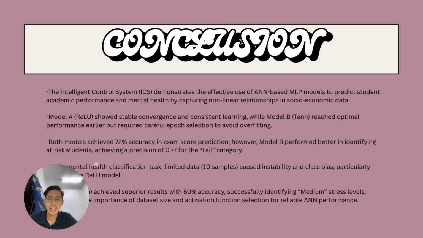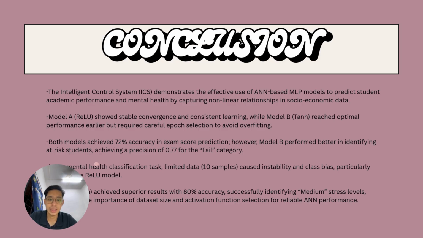Starting with Model A, which uses the ReLU activation function, the model shows stable learning behavior. The training and validation accuracy converge within the first 10 epochs, indicating consistent learning without sudden fluctuations. In comparison, Model B, which used the Tanh activation function, achieved its peak performance earlier. However, when trained beyond the optimal epoch, it showed a slight tendency toward overfitting, highlighting the importance of proper epoch selection. For exam score prediction, both models achieved an overall accuracy of 72%.